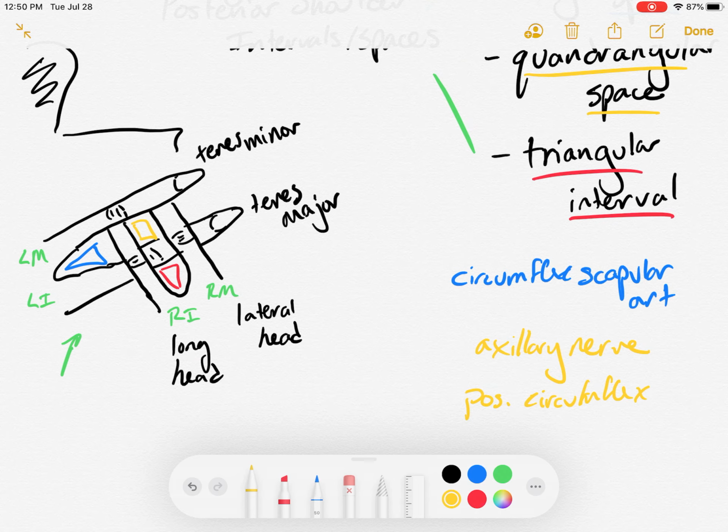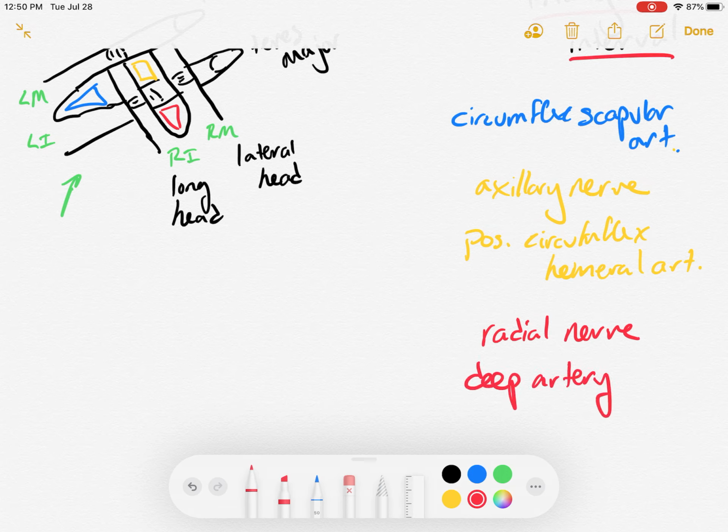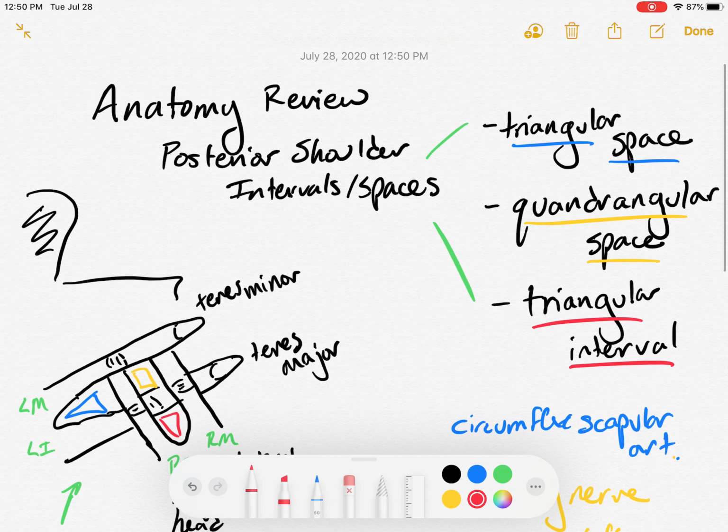posterior circumflex humeral artery. And finally then, for our triangular interval, we have the radial nerve and the deep artery of the arm. I hope that was helpful.